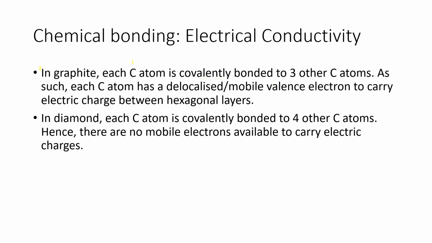Then while in diamond, each C atom is covalently bonded to 4 other C atoms, hence no mobile electrons to carry electric charges. The main point is whether there are or there aren't mobile electrons. Or you can write delocalized, if your teachers prefer that. Follow their format, and this is the structure of the answer. That's for this question. You can pause the video and write it down. For my students, please write it down. Thanks.